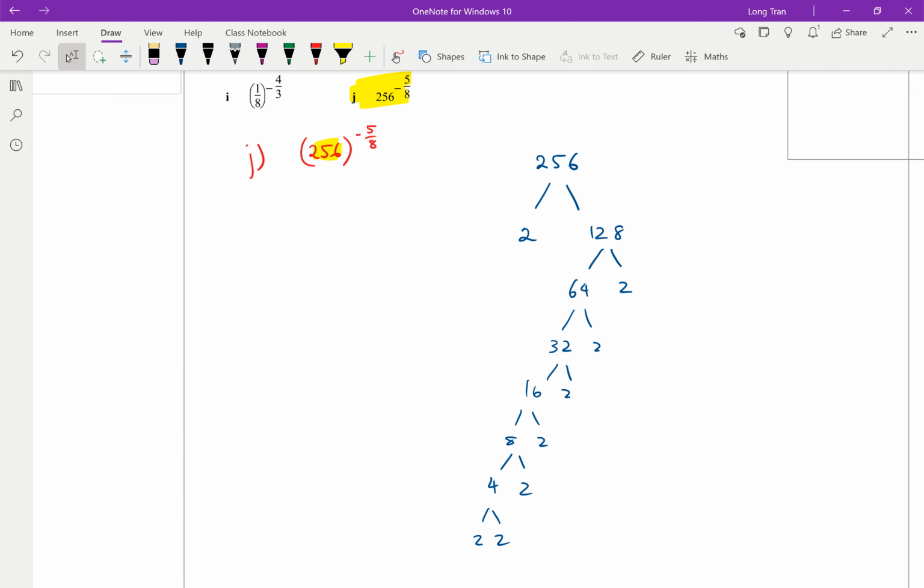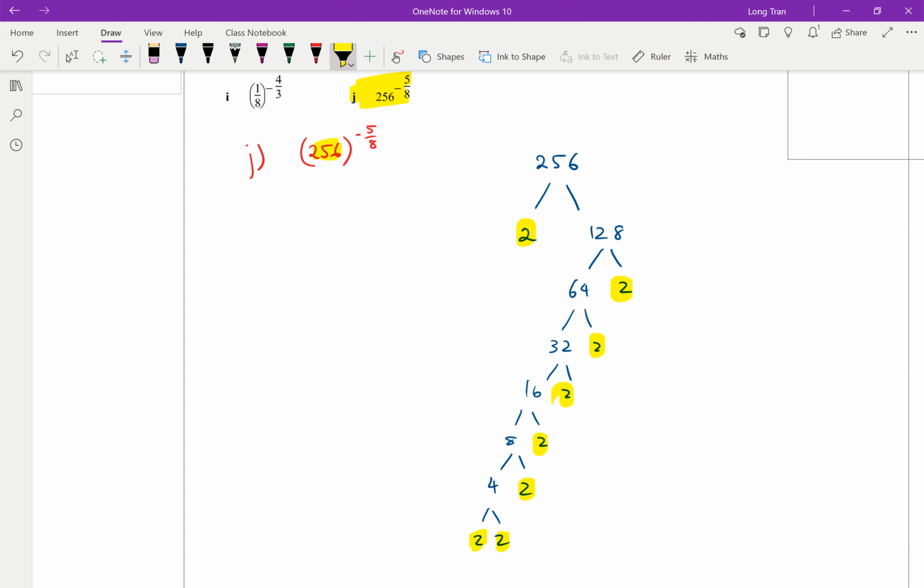There are obviously many other factors you could have broken down, and it would have been easier to get to the answer. For example, 64 could have been broken up into 8 and 8, and that would have reduced the amount of steps you'd have to go down. But let's count the number of 2's that we have here. So 256 is the result of 2 times 2 times 2 times 2 times 2 times 2 times 2 times 2. So how many 2's is that?